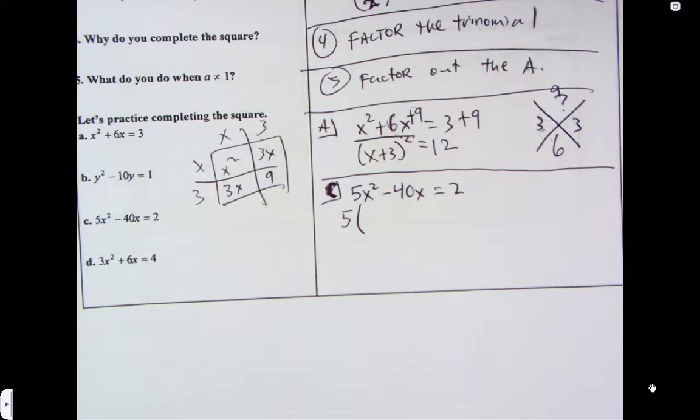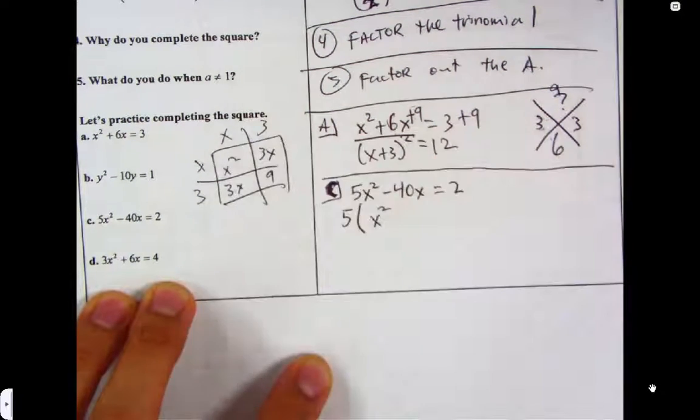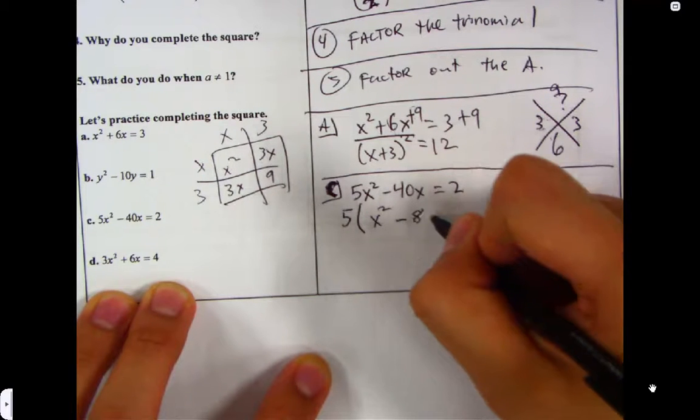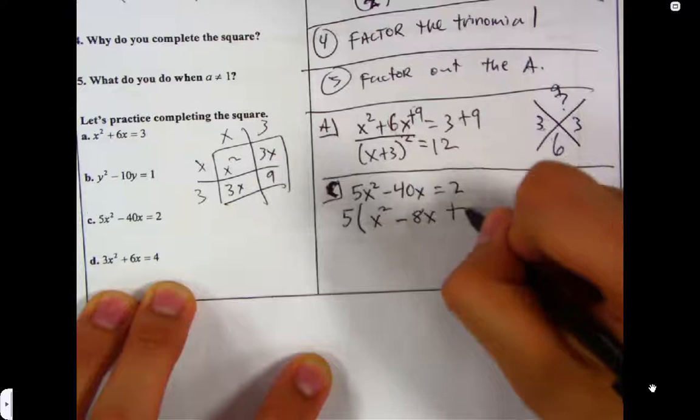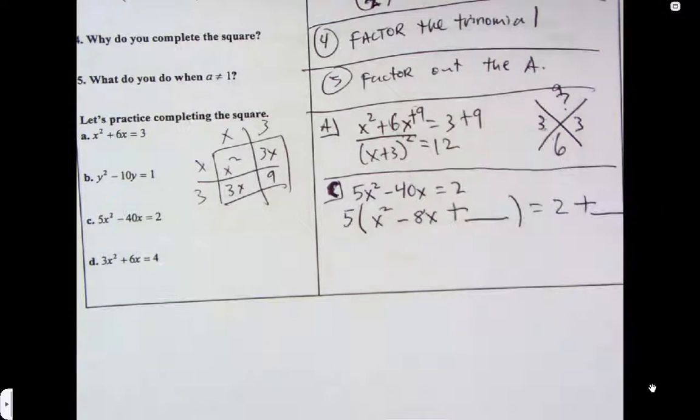Like, you know how you do distributive property? 5 goes into 5 how many times? Once, so 1x squared. 5 goes into 40 how many times? 8x. And we're going to write plus something because we're going to add something here. 2 plus something. Okay?